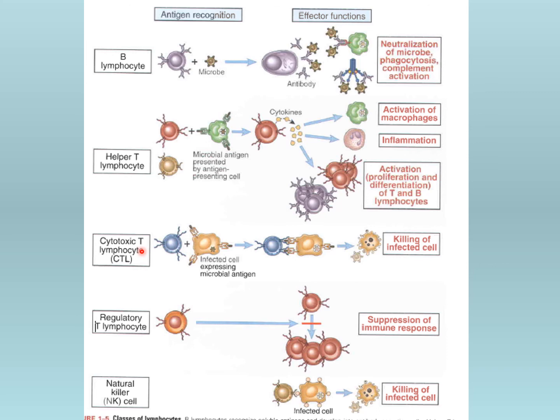The cytotoxic T cells or T lymphocytes also bind to microbial antigen presented by the APC, antigen presenting cell, and results in directly killing of the infected cell in which this microbe is ingested. The third type of T lymphocytes are called regulatory T lymphocytes that results in suppression of the immune response. The third type of lymphocytes are natural killer cells which directly kill the infected cells.